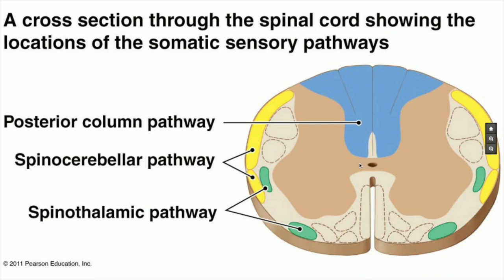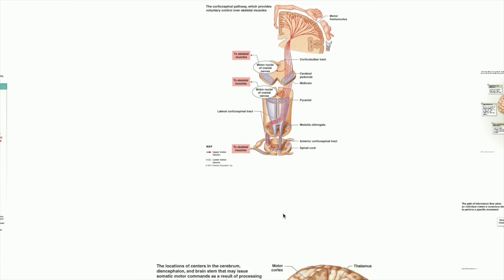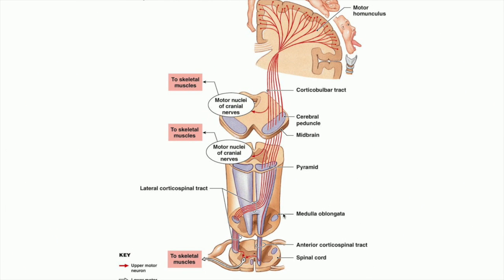And this shows where they are in the spinal cord, the posterior column pathway, the spinocerebellar, and then the spinothalamic. We also have the corticospinal pathway, which goes from the cortex down to the spinal cord. It sends motor information to the muscles through both the medial and the lateral pathways.